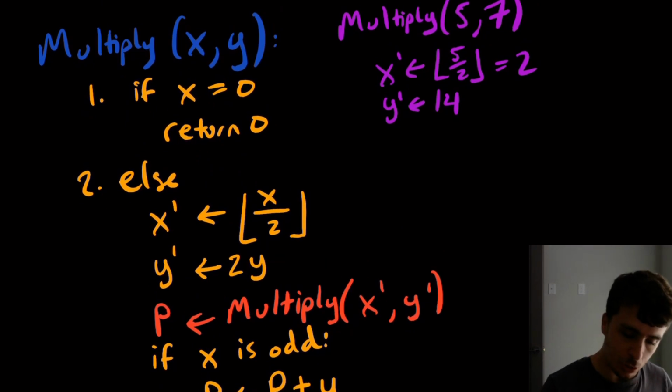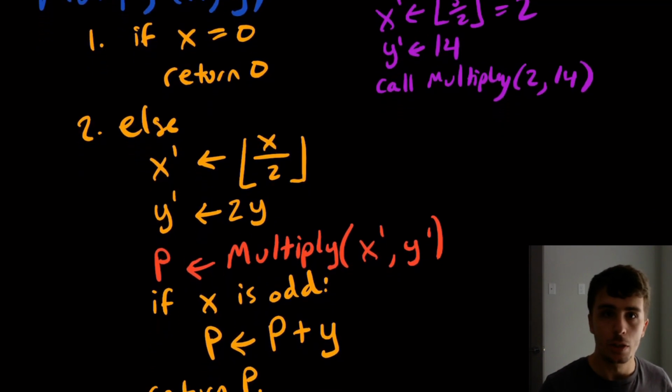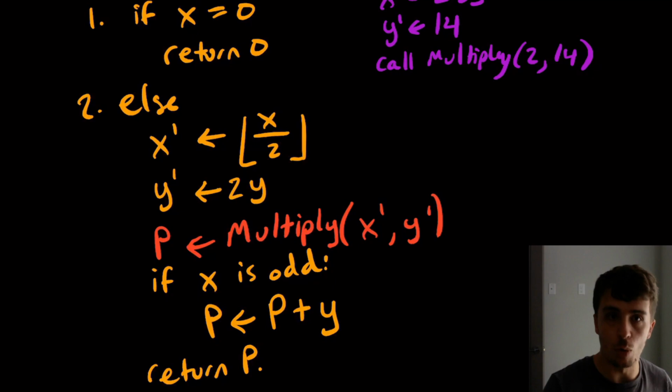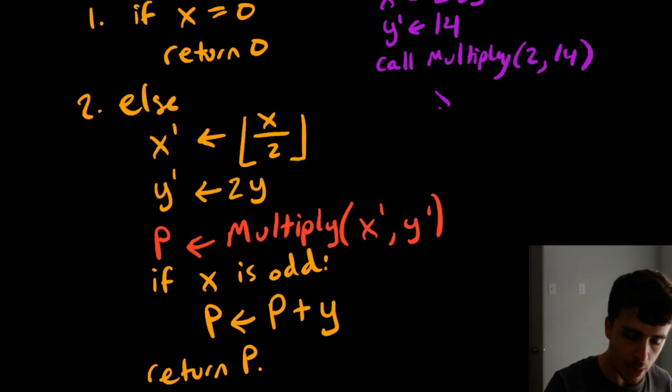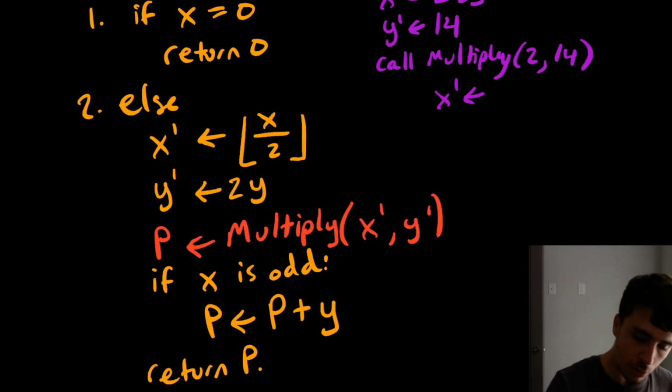Okay? So now what we're going to do is call multiply of 2 and 14. So what is that going to do? Well, is x equal to 0? No, it's not. So we're going to do another x prime. Each of these functions has its own copy of x prime and y prime. So x prime is going to be 2 divided by 2, which is 1. Y prime is going to be 28.